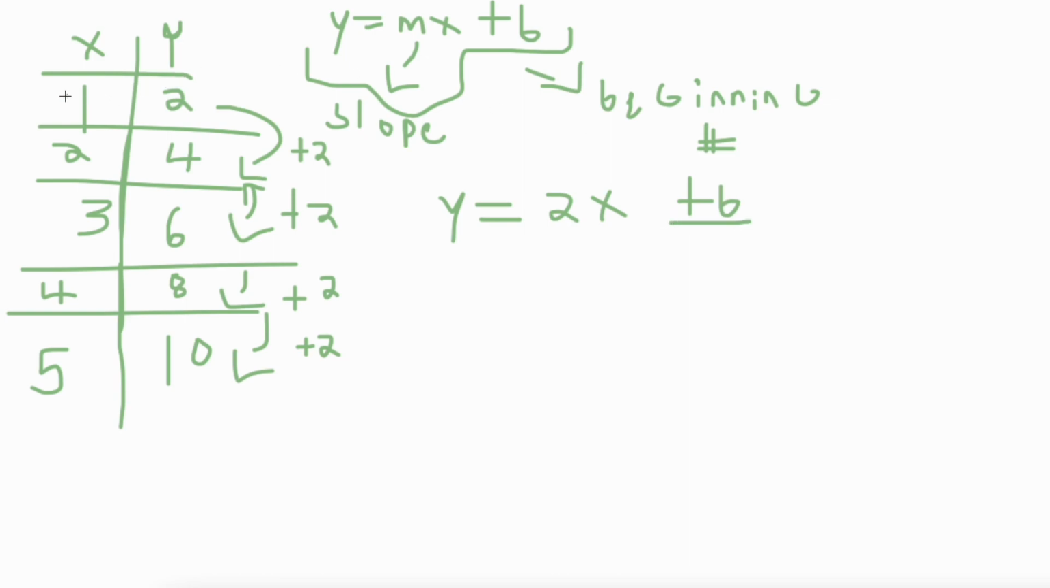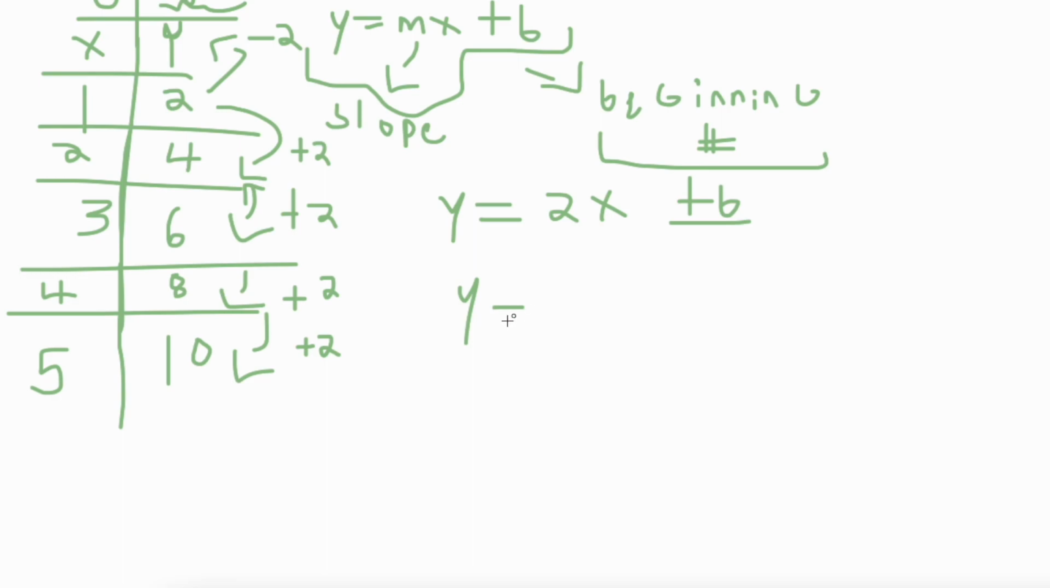Now, one thing to note when you are looking at a table is when I refer to a beginning number, I don't mean the value of y when x is 1. I mean the value of y when x is 0. So to get what my y value will be when x is 0, I just have to subtract 2, and then I will get my 0th value. 2 minus 2 is 0, so my b value will be 0.